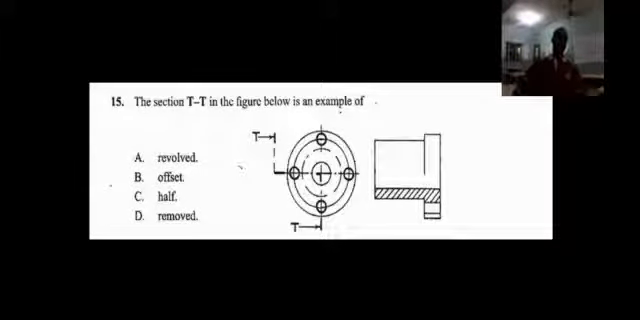Question number 15. The section TUT in the figure below is an example of what? This is the section. It's half section. Full section demands that you cut this thing into 2, but half it this way. Not quarter section. It can confuse you. The answer is C.